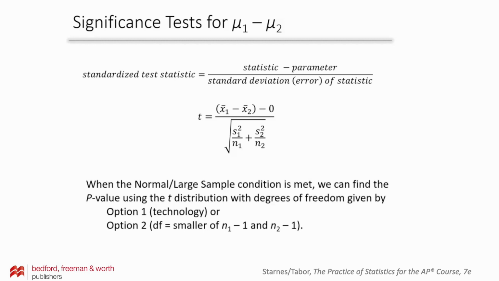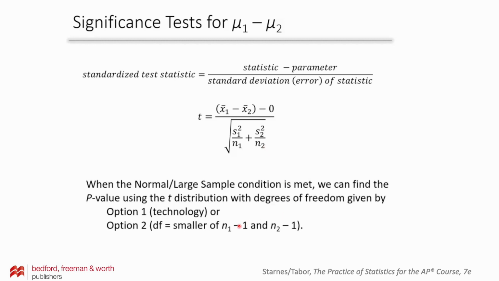So our test statistic, it is our statistic. This time we have the difference of the x bars minus our null, because remember there is no difference, so it would be 0, over the square root of the sample standard deviation squared over n sub 1 plus the sample standard deviation squared of the second one divided by the sample size of 2.